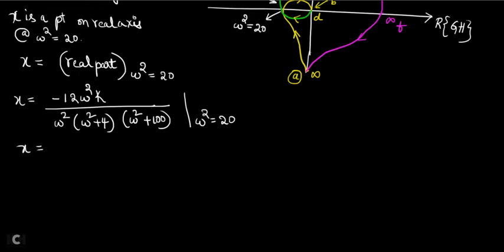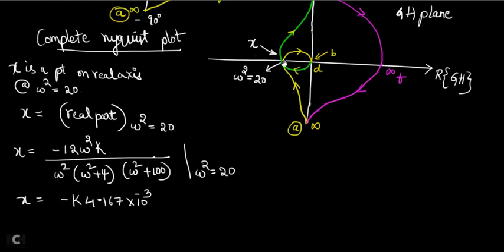Now you use your calculator. Wherever omega square is there, you put omega square as 20 and you will get this answer. You are going to get the answer as minus K into 4.167 into 10 to the power minus 3. This is the answer you will get. K you don't know what that is. Keep K as it is. So you will get minus K into 4.167 into 10 power minus 3. That is this x point here. Is it clear? Now you need to find what the K value is, right?